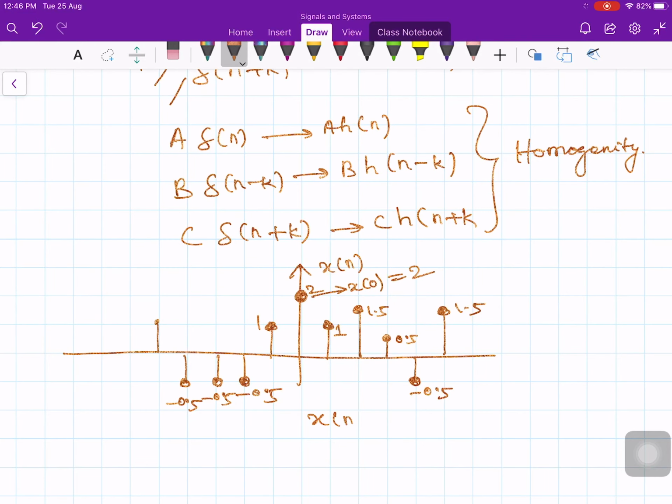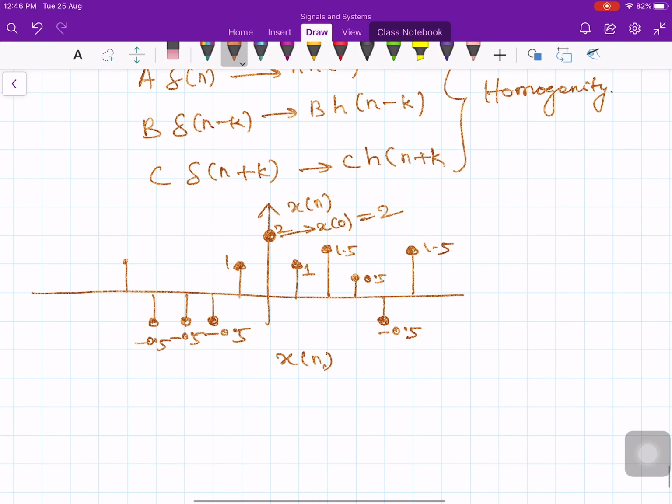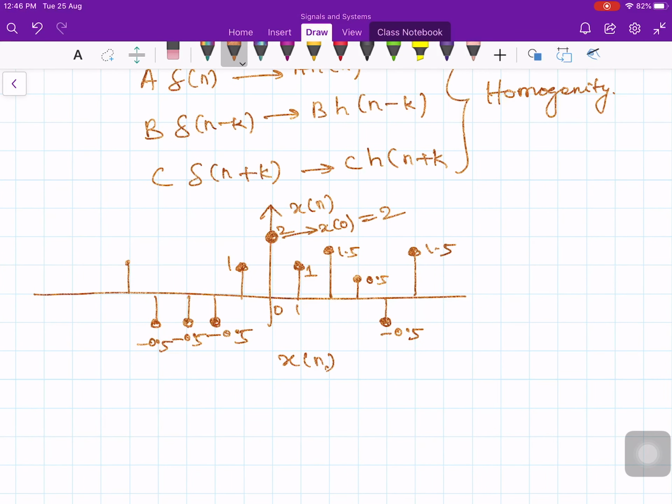Now 0, 1, 2, 3, 4, 5, 6, 7, 8, 9, I'm sorry, these all are negative values, right? So minus 1, minus 2, minus 3, minus 4, minus 5, like that. Now this one is x of 1. What is x of 1? x of 1 is equal to 1.